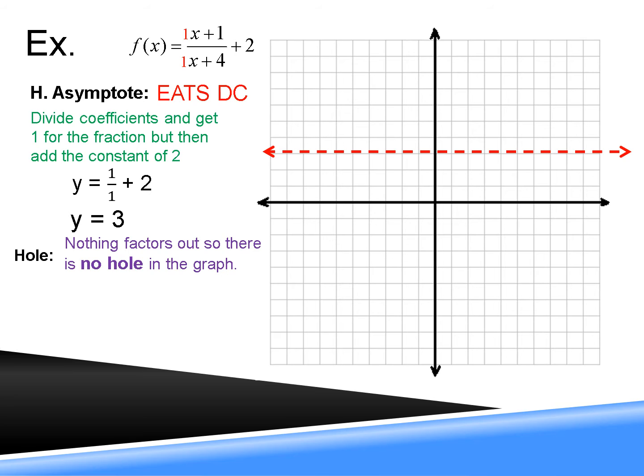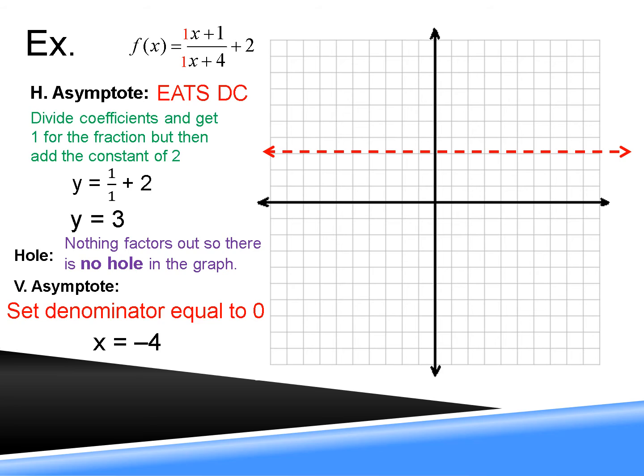So we've done the horizontal asymptote, we've done step 2, looking for the hole, and then step 3 is the vertical asymptote. The vertical asymptote says take any remaining denominator and set it equal to 0. So I'm going to take x plus 4, set it equal to 0, and I get x is negative 4. Okay? So I'm going to go to negative 4 and I'm going to plot a vertical asymptote.